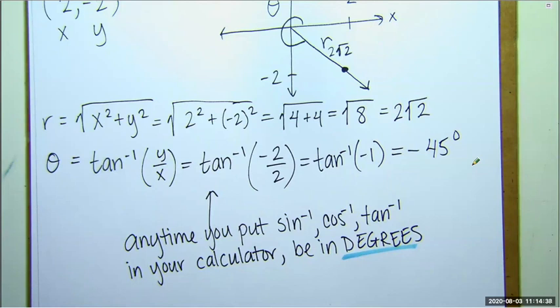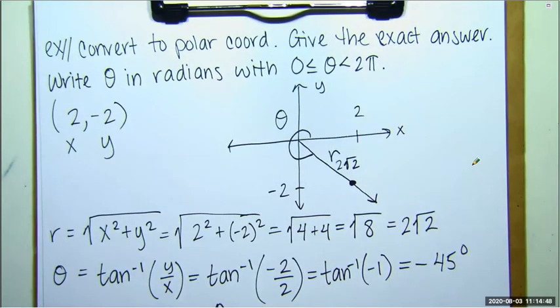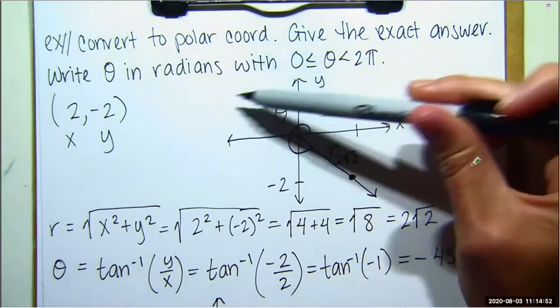Okay. So we're not done yet. Actually, any questions so far? Okay. So we're not done yet. What we want to do is let's see what our problem tells us. It specifically tells us that we want theta to be between 0 and 2 pi in radians.